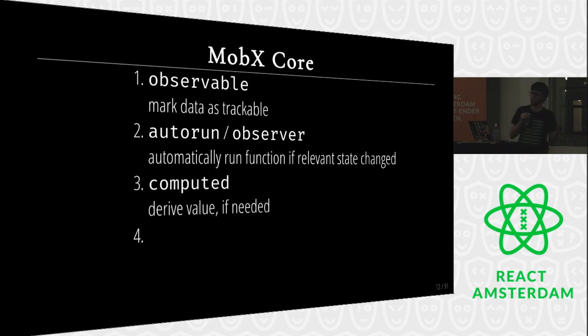Computed values are very similar. They also take an expression and re-evaluate it when needed. But there's one smart thing about computed values: because it's a value and not a side effect, we know when it's needed and when it is not. So if there's a computed value which is used by nobody, MobX will make sure it's never evaluated. So actually it achieves lazy evaluation.